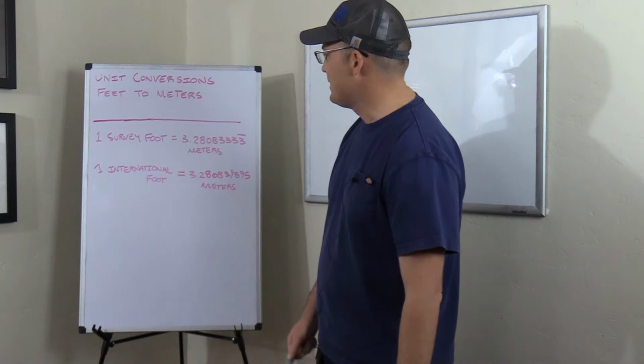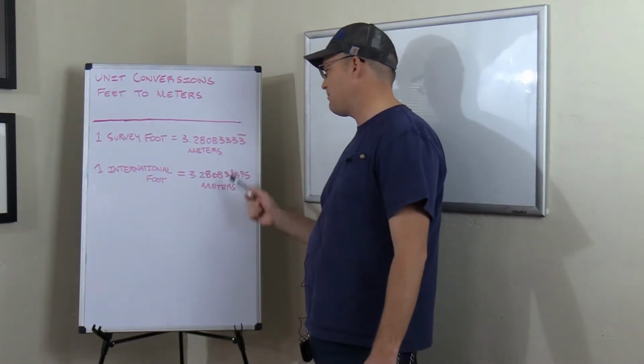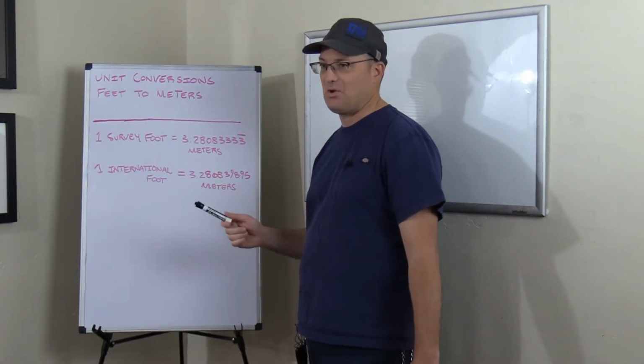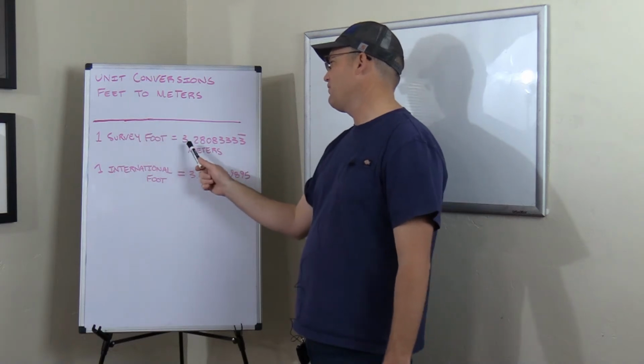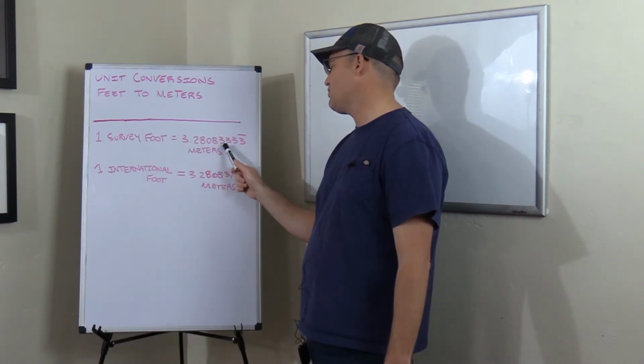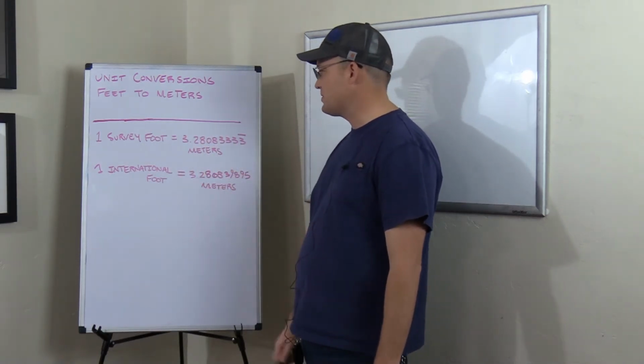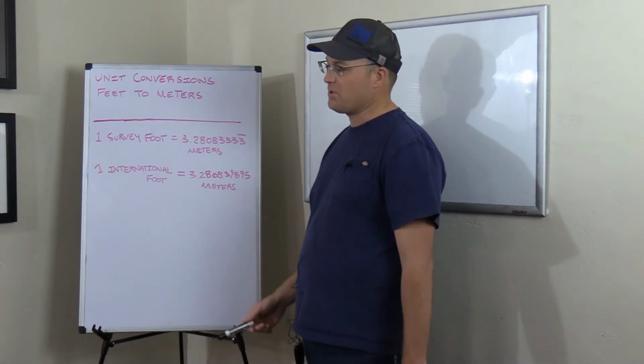So, the international foot, and one survey foot. Now these two numbers you need to memorize if you're a land surveyor. One survey foot is 3.28083333, and the threes keep going, meters. So a little over a third of a meter.